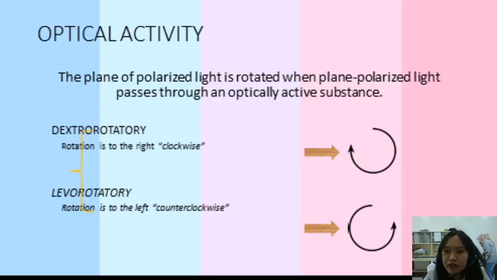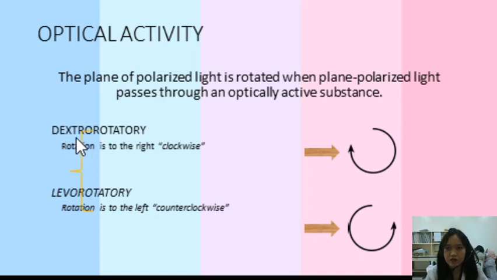Okay. So you have here, the plane of polarized light is rotated when plane polarized light passes through an optically active substance. Again, the plane of polarized light will not be rotated when the substance being tested is optically inactive. So, it will only rotate if the substance is optically active. So, you have two types of substance. You have the dextrorotatory and the levorotatory.